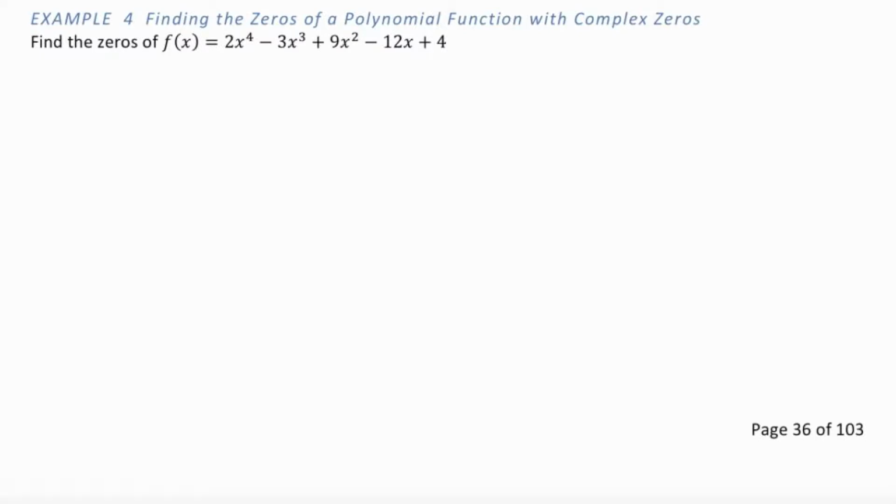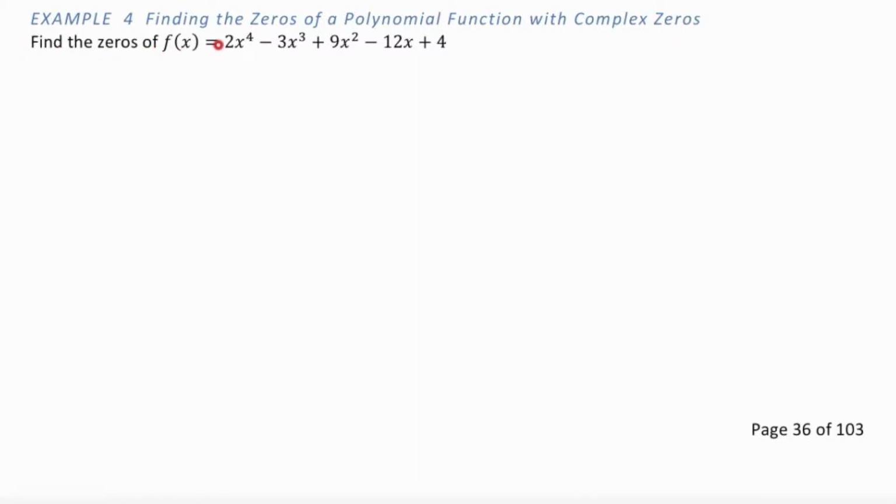Welcome to part 2 of the video for section 3.6. Please continue by finding example 4 of the modules. Example 4, finding the zeros of a polynomial function with complex zeros.